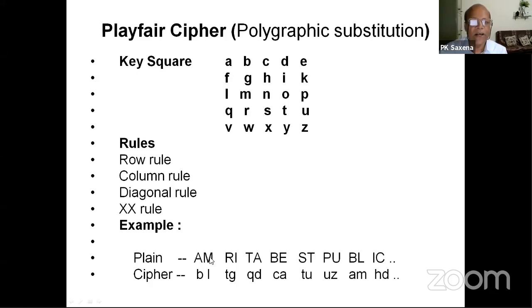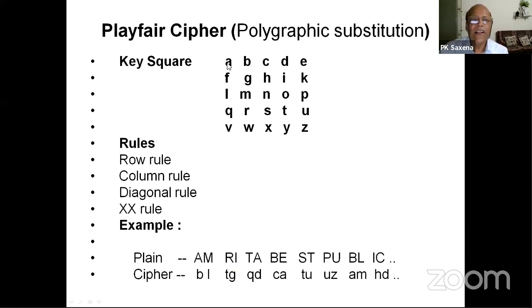not A and M separately. So in this example, there is some row rule, column rule, and diagonal rule, where this substitution is done. So A and M, A is coming here and M is coming here. So AM was actually replaced by BI. So diagonal, this AM is replaced by BI. So this is the encryption of AM. Similarly, this RI. So RI means R is here and I is here. So RI is replaced by TQ.